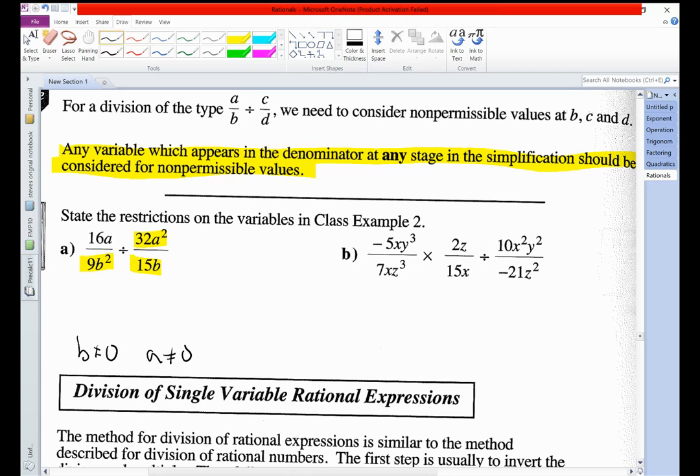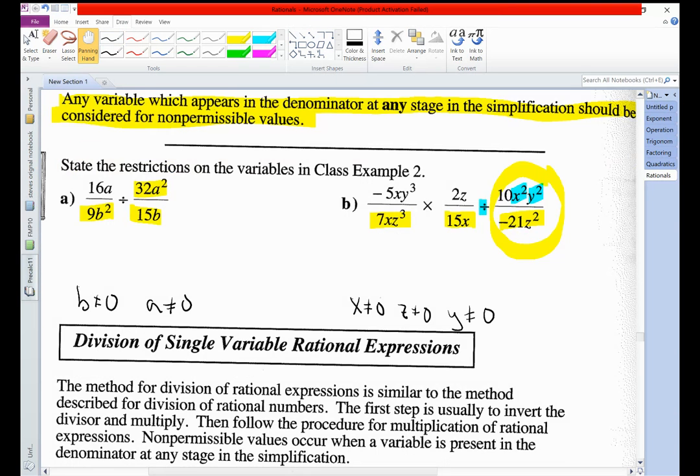Hopefully that makes sense, because you will have to keep this in mind when we go into doing the full problem. In the next one, we see that we can't have x equal to 0 or z equal to 0, and that comes from that term right there. In this term, x can't be 0, which we've covered already, and in this term, z can't be 0, which we've covered already. But we're going to flip this whole term right here because it's a division. So that means that this x is going to go to the bottom, so that can't be 0, which we've already covered, but y also can't be 0, so that introduces a new non-permissible value. Y can't be 0.